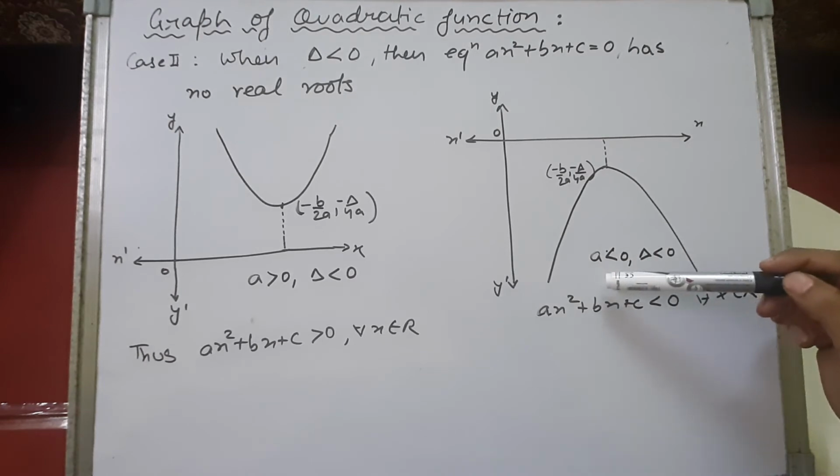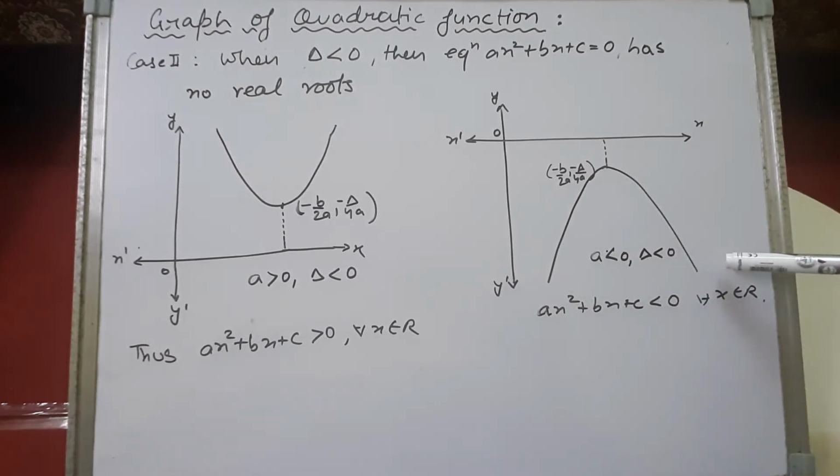A is representing the face of the parabola, alright, and delta is representing whether the parabola is intersecting the x-axis, touching the x-axis, or it's above the x-axis or below the x-axis, right? So here the quadratic expression will be less than 0. The sign of the quadratic expression will be negative for any real value of x, right? Note down this, please.